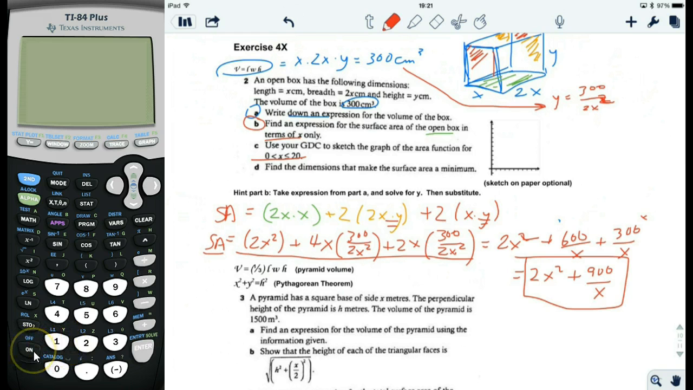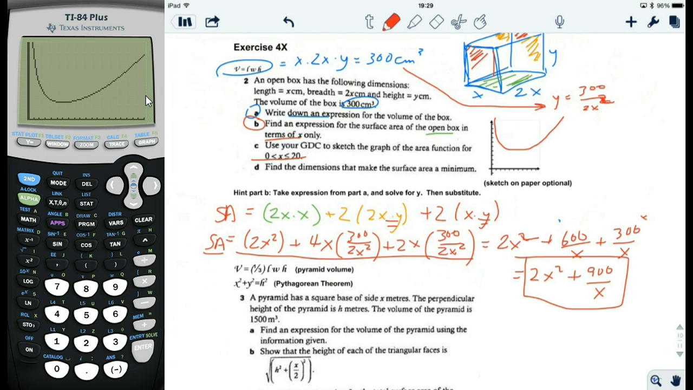So let's do that. So we'll put y equals 2x squared plus 900 divided by x. And then we graph it. So I'm going to put the window to be x from 0 to 20 because that's what they ask us to graph. For the y, I'm going to put from 0 to 1,000. And this is what I get. So if I draw a sketch of that, I would draw kind of like that.